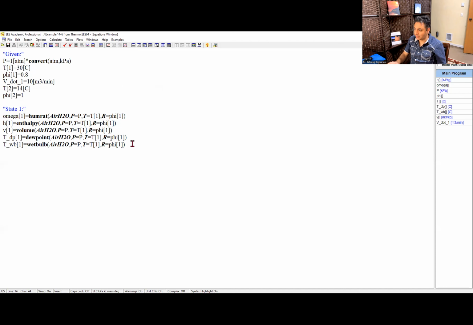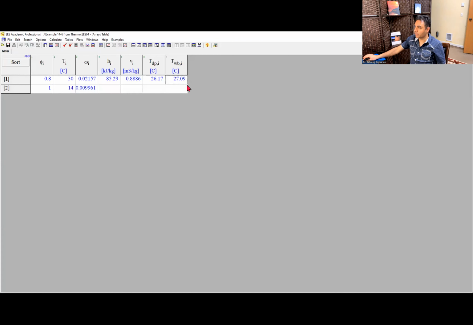You can do exactly the same thing for state 2. I can say omega 2, based on what I have, is the humidity ratio of air, H2O, and P is just the pressure, whatever pressure we have, and T is T2 that was given, and relative humidity is phi2. Okay, I got omega 2. What did I read for omega 2 from the psychrometric chart? I got 0.01. Let's run it and see what we get. The humidity ratio omega is 0.0099, which is pretty close to 0.01.